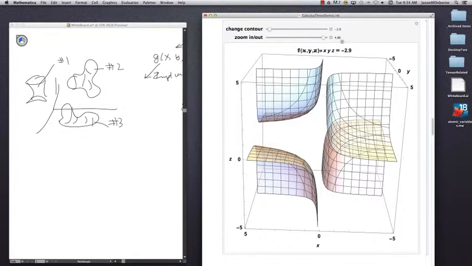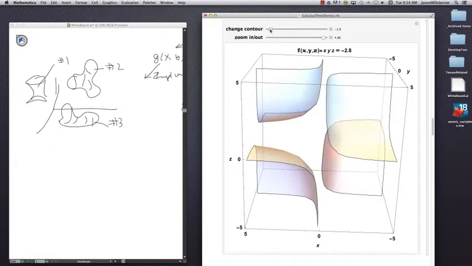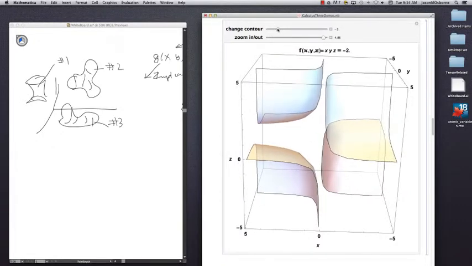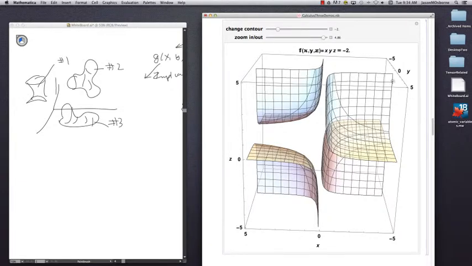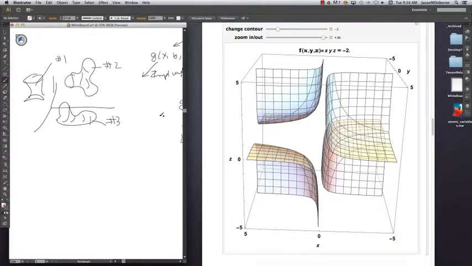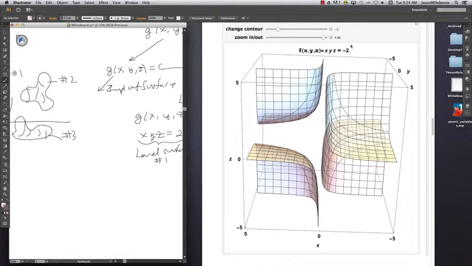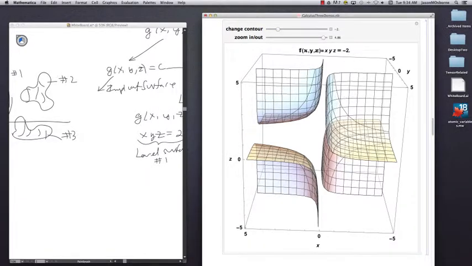So for this constant negative 2.9, the surface is made up of these 4 pieces. You change the constant to negative 2, and the level surface when the constant c is negative 2 is made up of these 4 pieces. So that's it for the terminology, and watch the next videos for more examples on implicit and explicit surfaces.